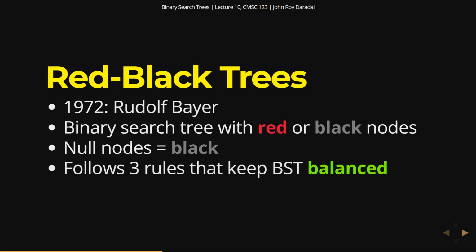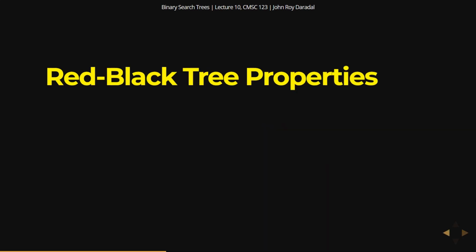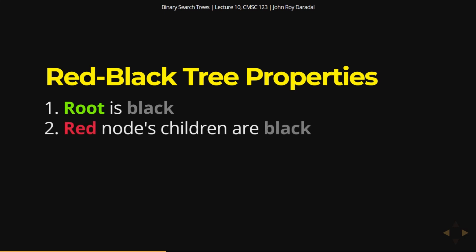Okay, and it follows 3 rules or 3 properties that will keep the BST balanced. So what are the 3 rules for the red-black trees? The first one is the root node should be black. Okay, that's the first one. So that's the root property. The root is black. Second one is a red node's children should also be black. Okay, so we'll call this the red child property. So this tells you that there should be no double red. If it's a red parent, you can't have a red child as well, because the red node's children should be black. Okay, so no double red.